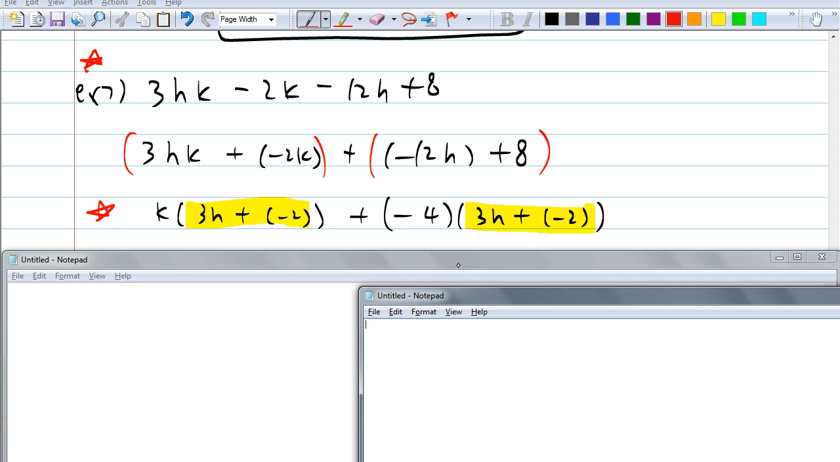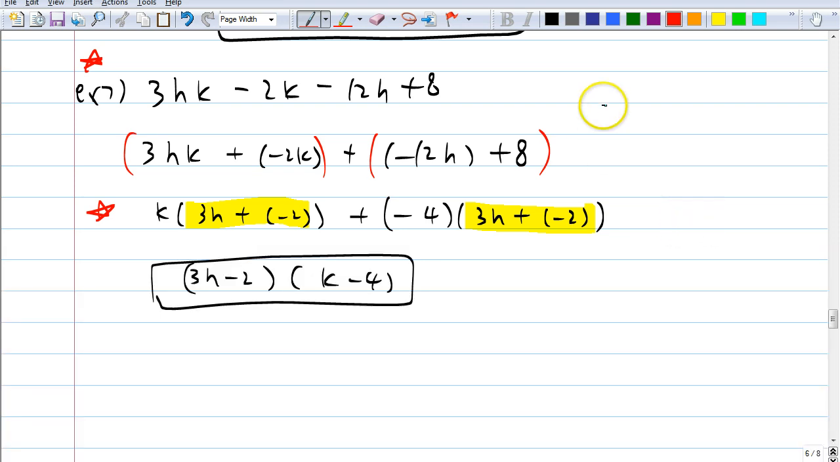Then what do I factor? What's my GCF, James? 3h minus 2. Yeah, 3h minus 2. Everybody, how many people got this so far? Okay, if you didn't, do you see what we're doing here so far? Okay, now James, tell me what the answer is. 3h minus 2 in parentheses, times k minus 4. Exactly. How many people got this answer? Raise your hand.